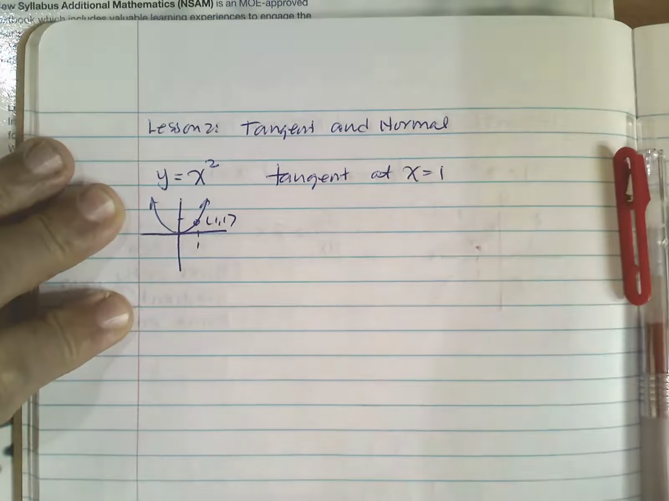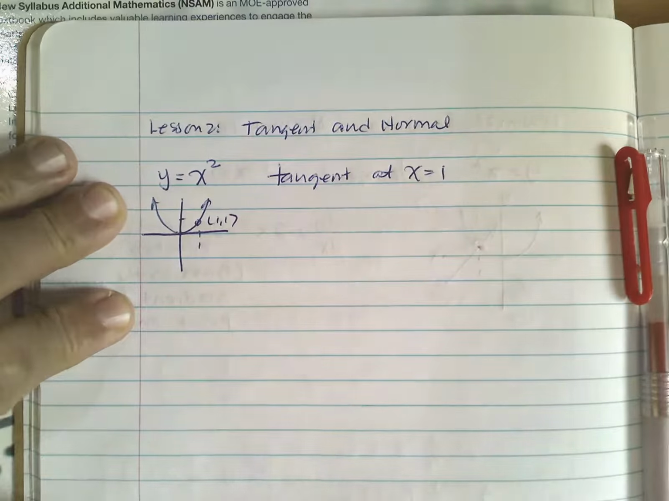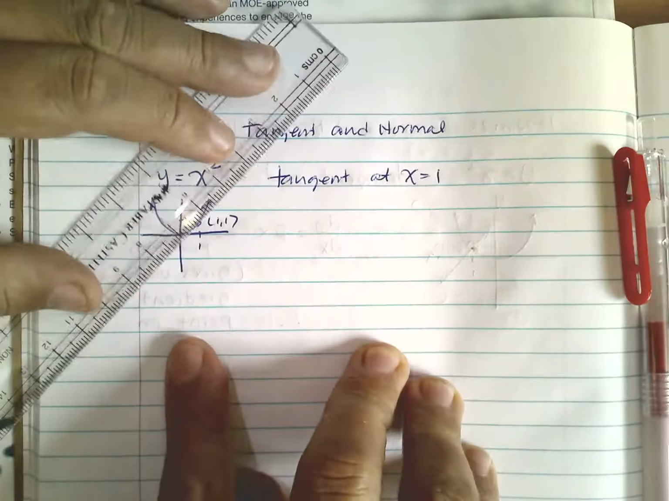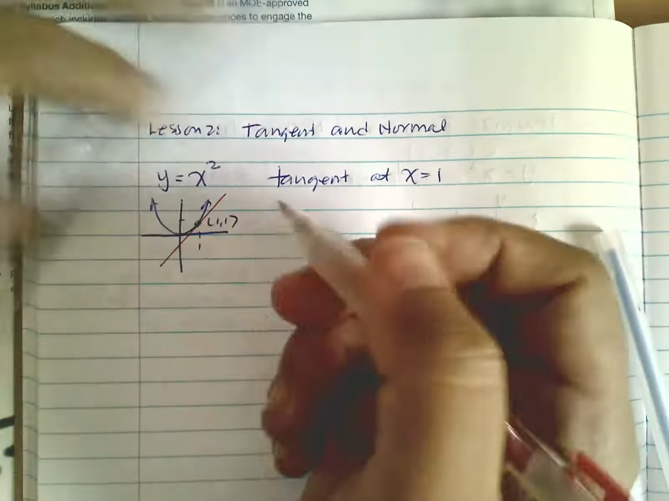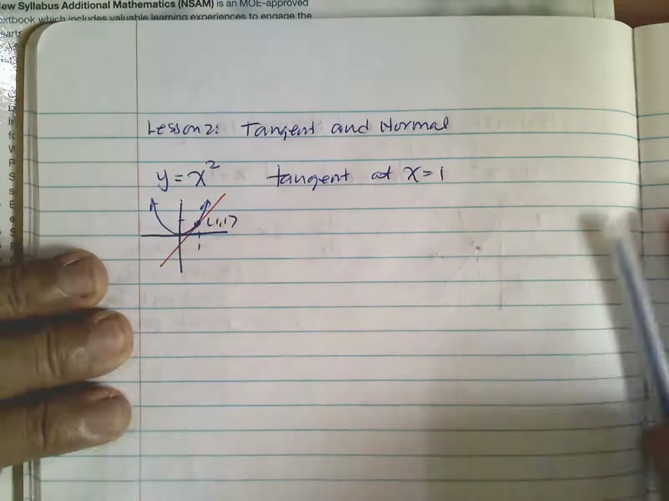So let me use a ruler here. Oh, come on. So let me take this. So I am looking for the tangent line.